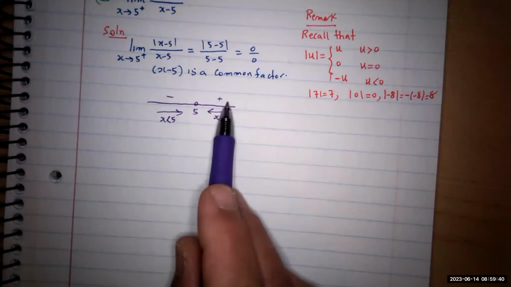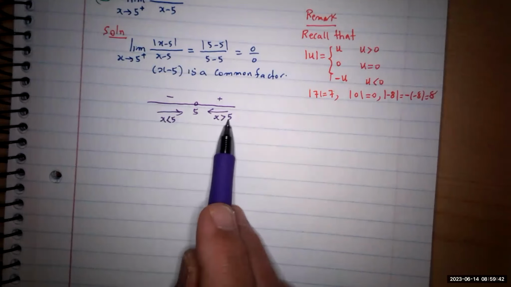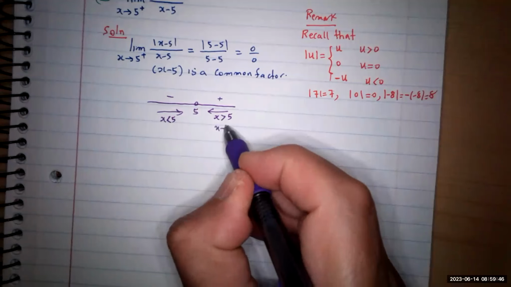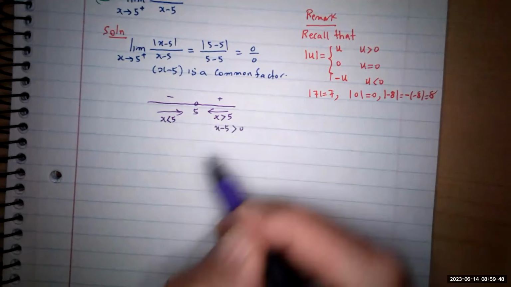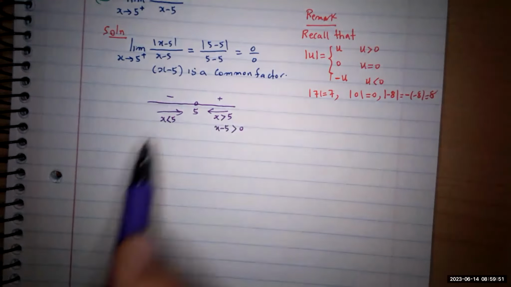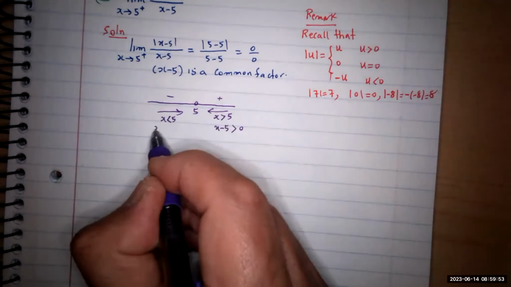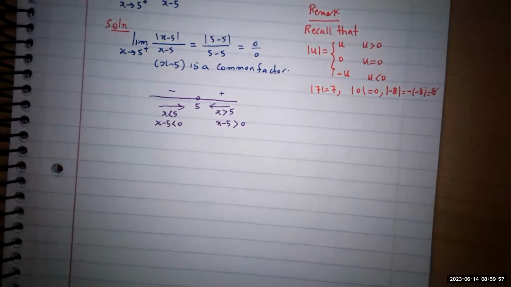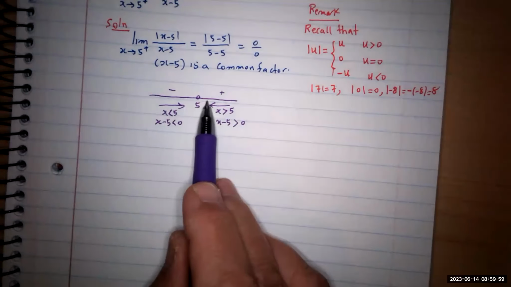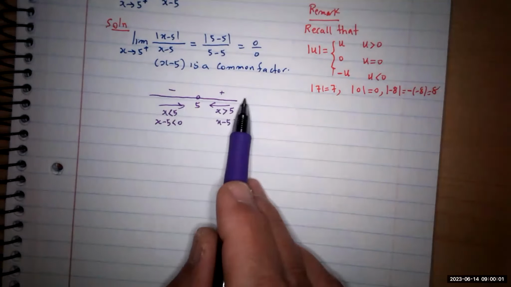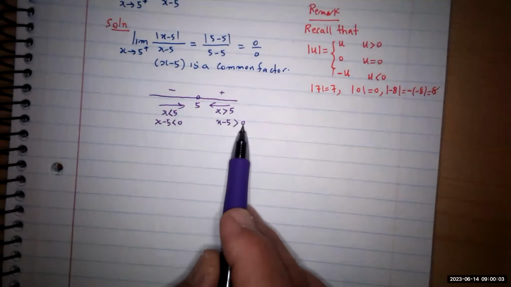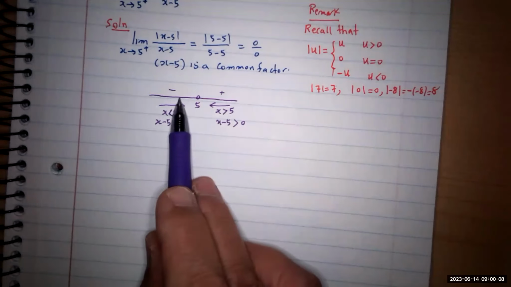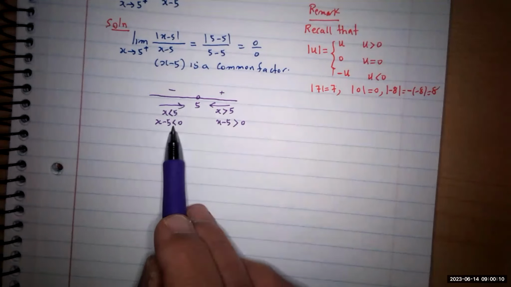So as you can see, when x goes to 5 positive, x is bigger than 5. When x is bigger than 5, this means x minus 5 is positive. If you are going to be here, this means x minus 5 is negative. Because when you are here, you pick 5.1, 5.2, 5.3. So the difference is always positive. But if you are here, you pick 4.9, 4.7. So it means the difference is negative.